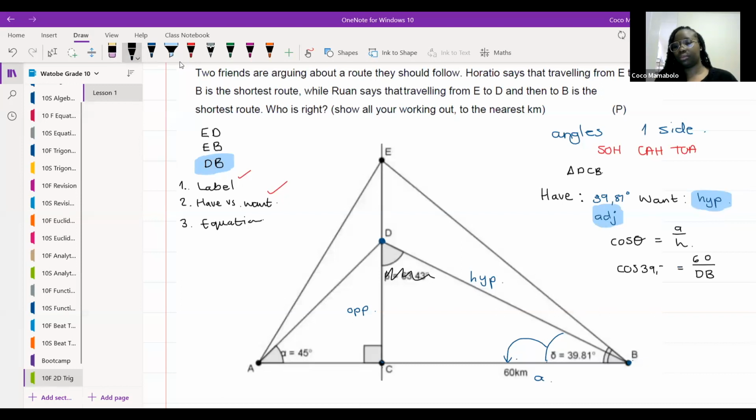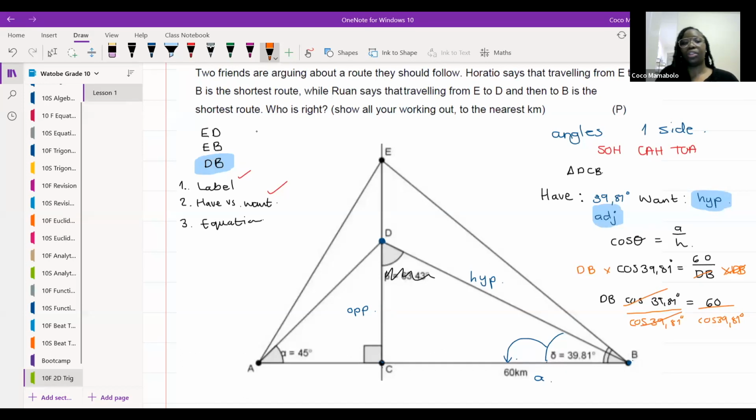What's our next step? Our next step is to multiply both sides by DB. Good. Those two will cancel, and I will have DB cos 39,81 degrees is equal to 60. What is my next step? So we then divide by cos 39. Good. Cos 39,81.